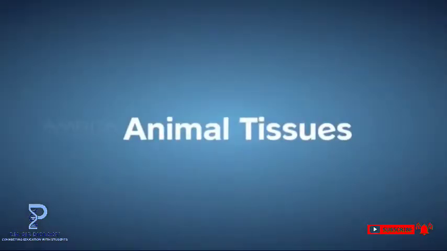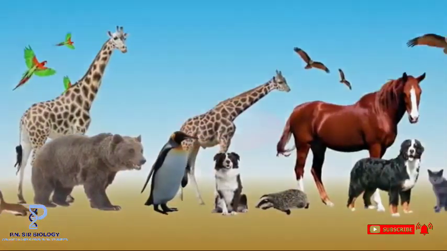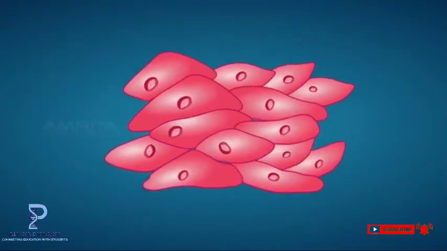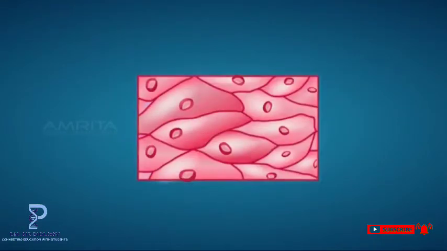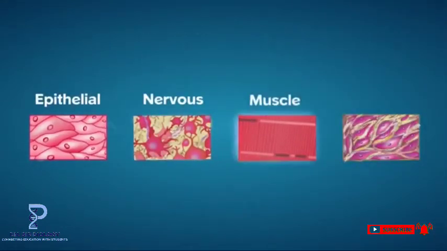Animal tissues. Almost all animals are made up of tissues. Tissues are groups of cells that are similar in structure and work together to achieve a particular function. Animal tissues are grouped into 4 basic types: epithelial, nervous, muscle, and connective tissues.